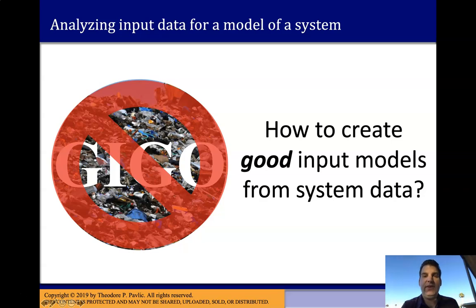All right, now that we've covered data collection, let's imagine that you've done a lot of data collection and you come back and you have a spreadsheet full of data and you're not quite sure what to do with it. How do you create good input models?